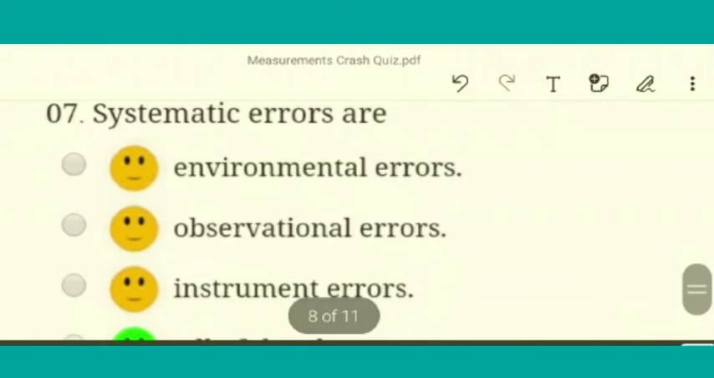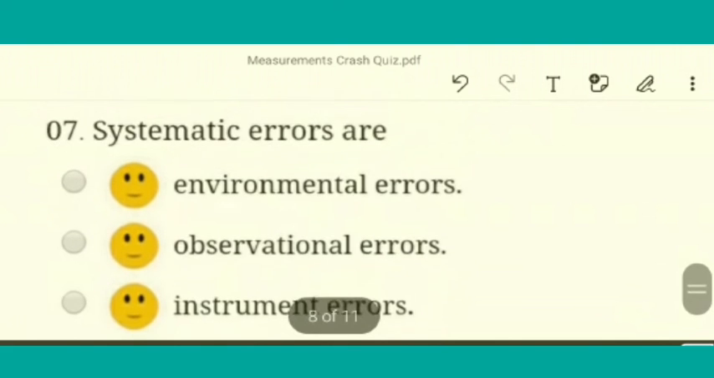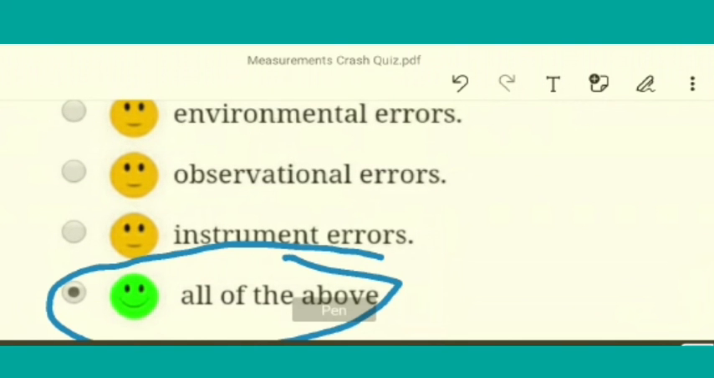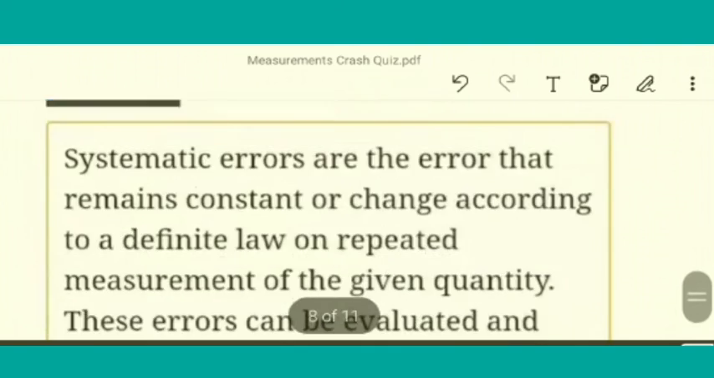Our next question is, systematic errors are. It's the same question. So here all of the above will be the correct answer, because systematic error has three types: environmental, observational, and instrumental.